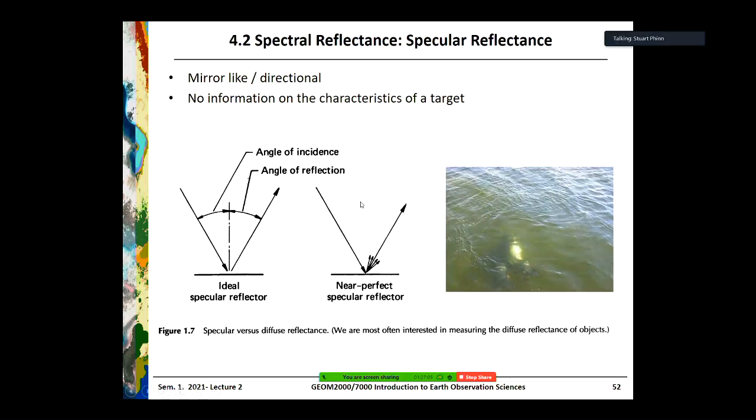This is what specular reflection looks like. Light goes in and then it comes back out, but it's flipped around a bit. You look at a mirror, you're looking at specular reflectance. It's just light goes in and comes back out. There's essentially no interaction of the light with what's going on there, and I can't see what's under the water surface there. So specular reflectance isn't useful.